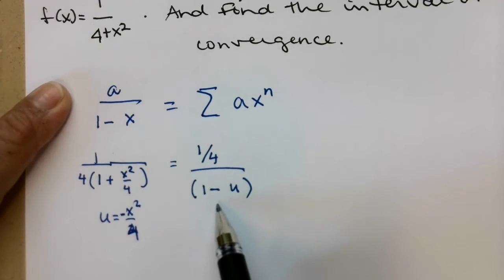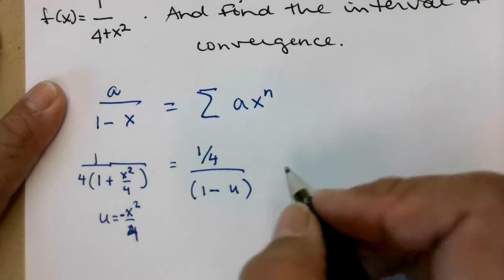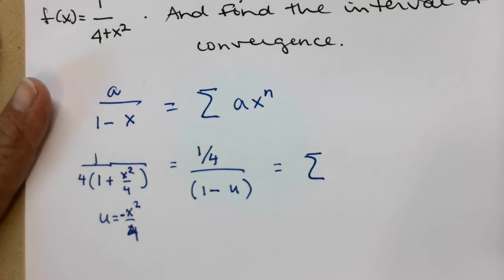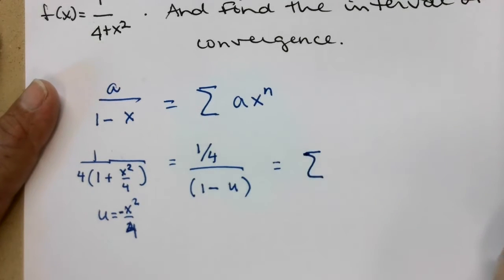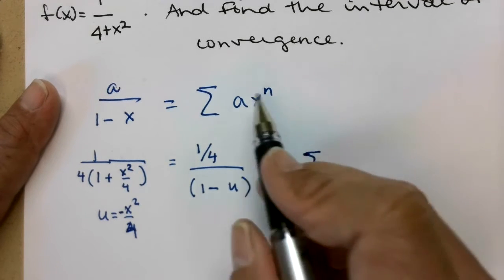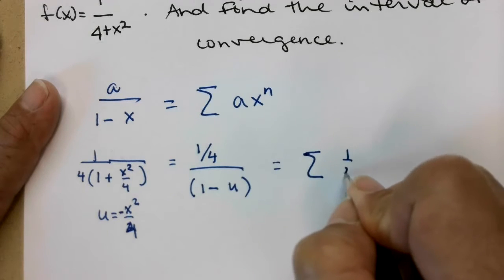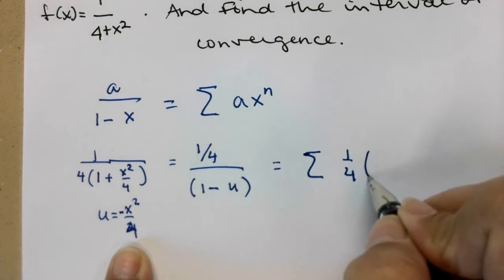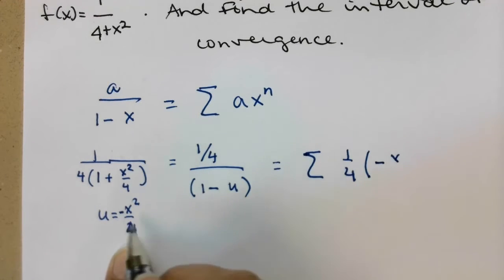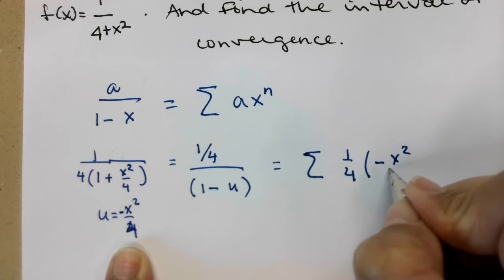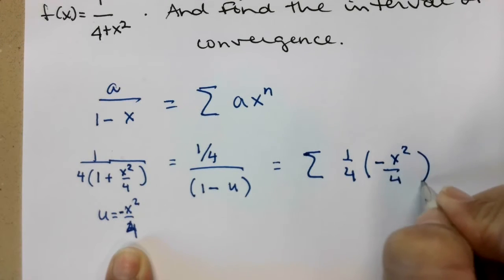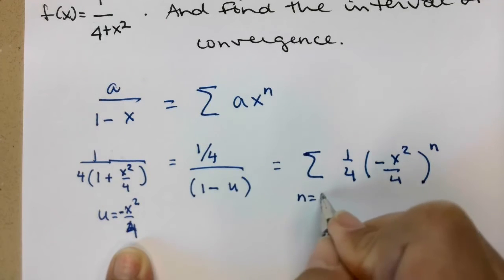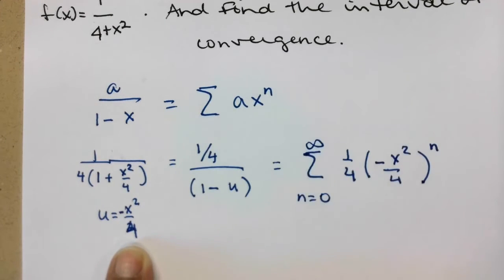So this is the sum part. How is that going to look in summation notation? Keep getting distracted here. Okay, so I have my A, 1/4, times x, which is right now being played by u, so that's negative x squared over 4 to the n, as n goes from 0 to infinity.